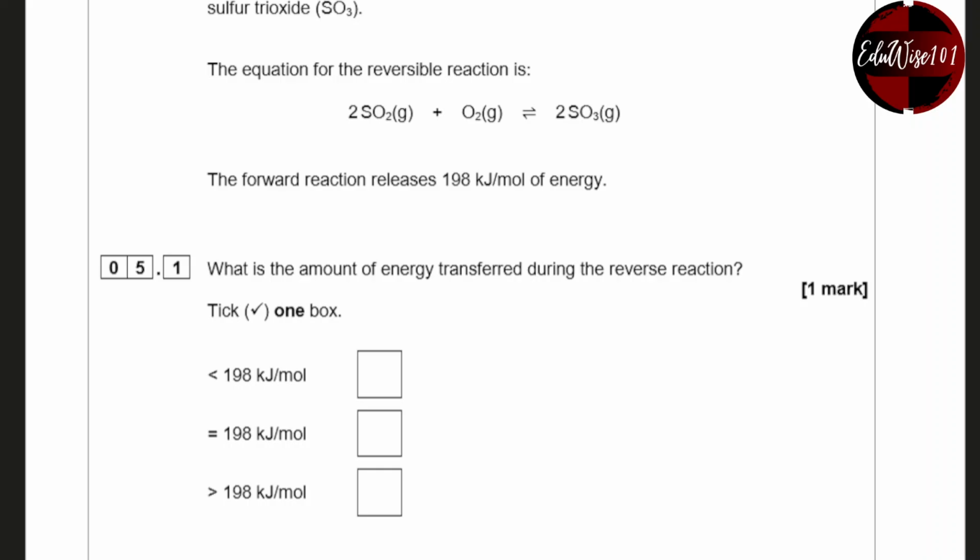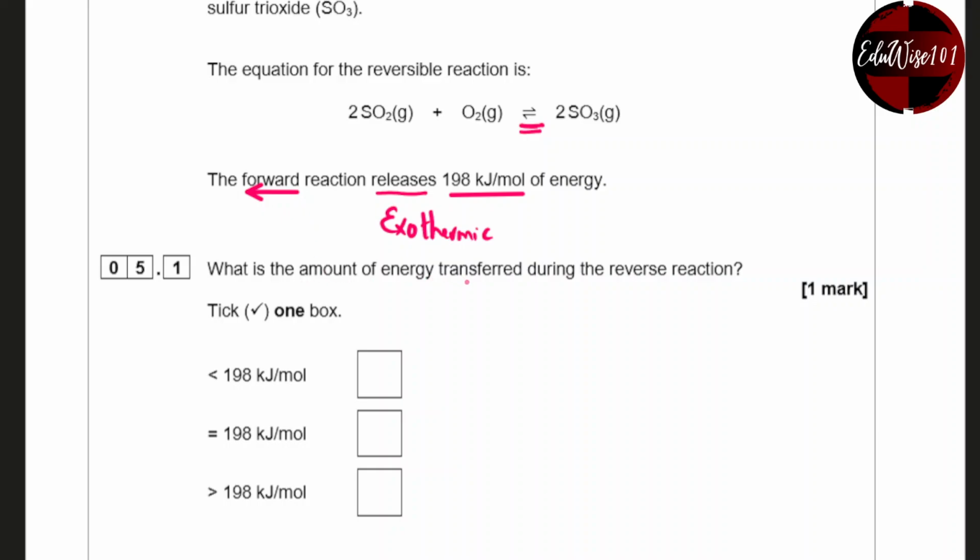So that's your reversible reaction, and this double-headed arrow indicates it's a reversible reaction. The forward reaction releases 198 kilojoules per mole of energy. Now, if it's releasing energy, then it's an exothermic reaction. The forward reaction is exothermic.